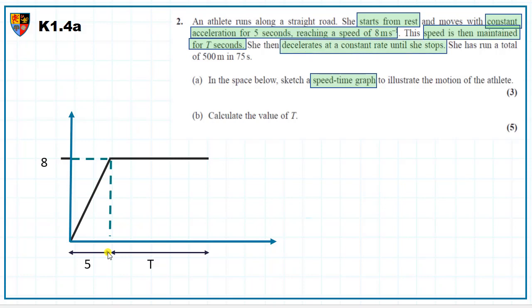And then we're looking at the fact that it decelerates at a constant rate until the runner stops. It's going down, and that takes place. They stop after 75 seconds.